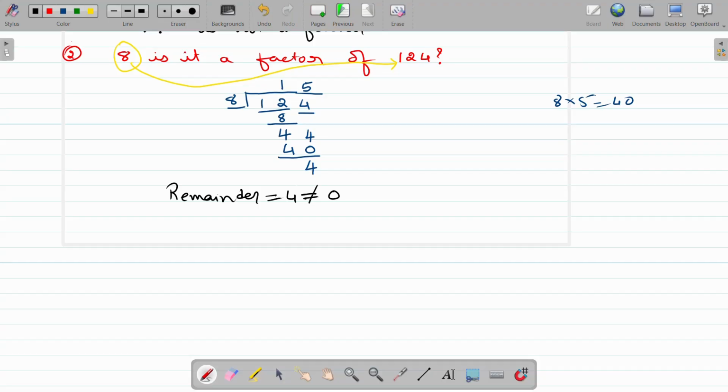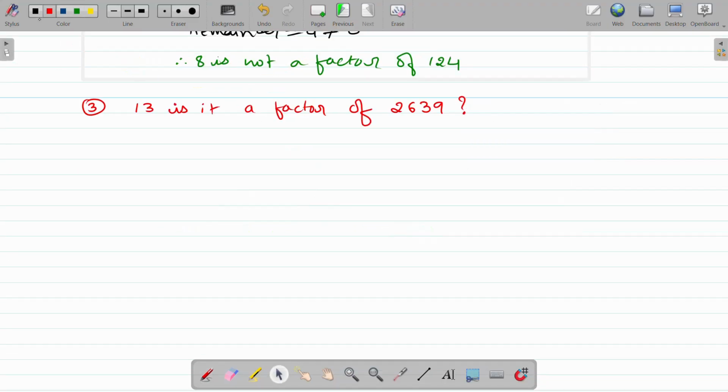That is 4. Because of that, finally, we write the sentence as 8 is not a factor of 124. If you don't have doubts, I will solve quickly.